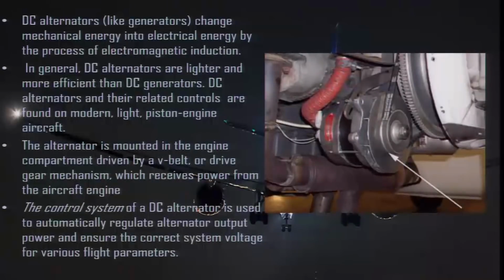The control system of a DC alternator is used to automatically regulate alternator output power and ensure the correct system voltage for various flight parameters. So, the control system will automatically regulate the alternator output power and ensure that correct voltage is available for various flight parameters.